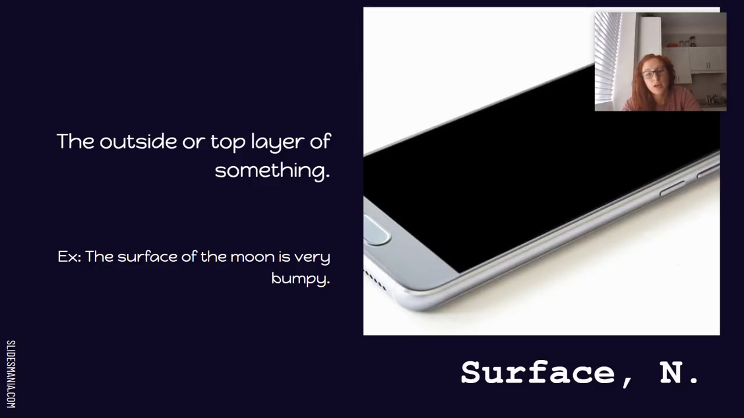Surface is another noun, and surface is the outside or top layer of something. The surface of the moon is very bumpy, and this part right here is the surface of the phone.